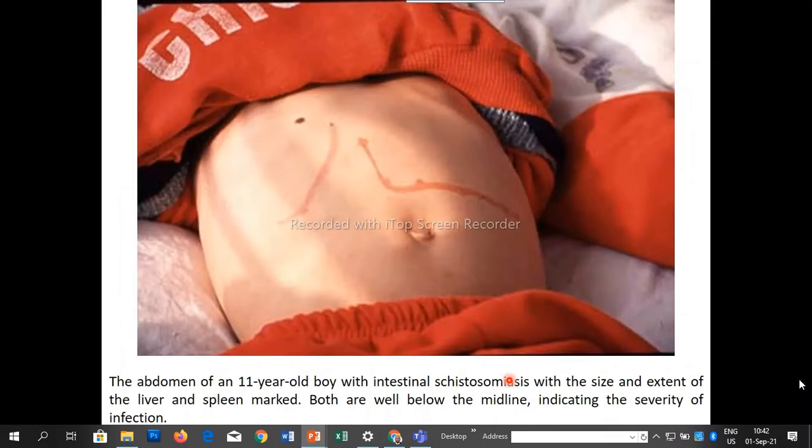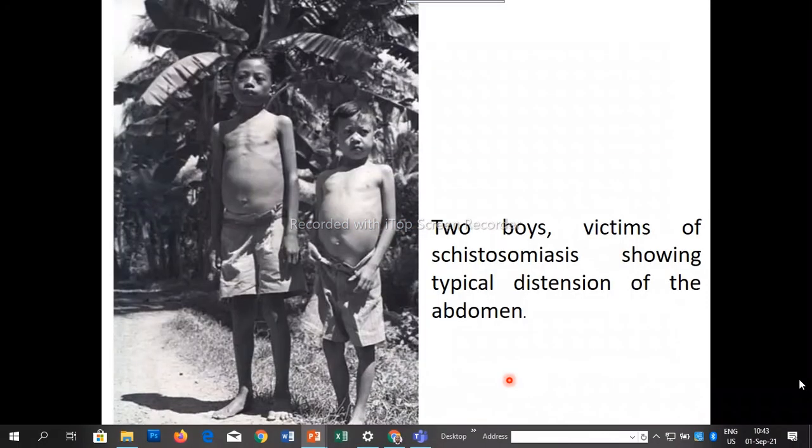They are trying to show a blade, an abdomen of this young boy with intestinal schistosomiasis, with the liver and spleen extending well below the midline, indicating the severity of the infection. Those two boys are victims of schistosomiasis, showing typical distension of the abdomen.